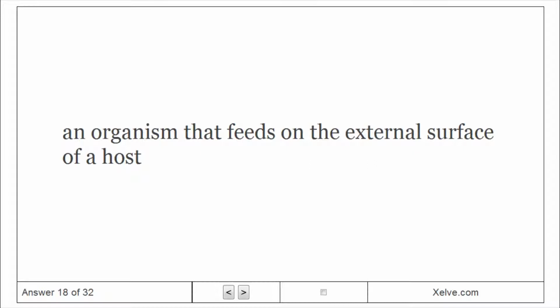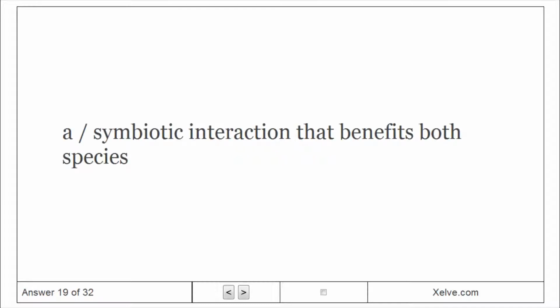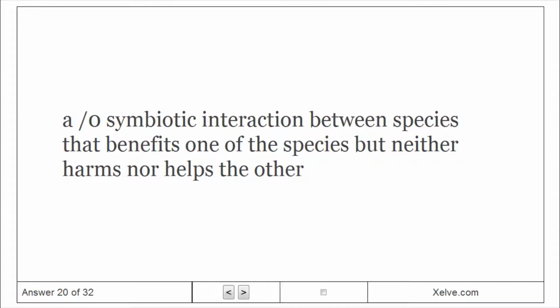Mutualism. A symbiotic interaction that benefits both species. Commensalism. A symbiotic interaction between species that benefits one of the species but neither harms nor helps the other.